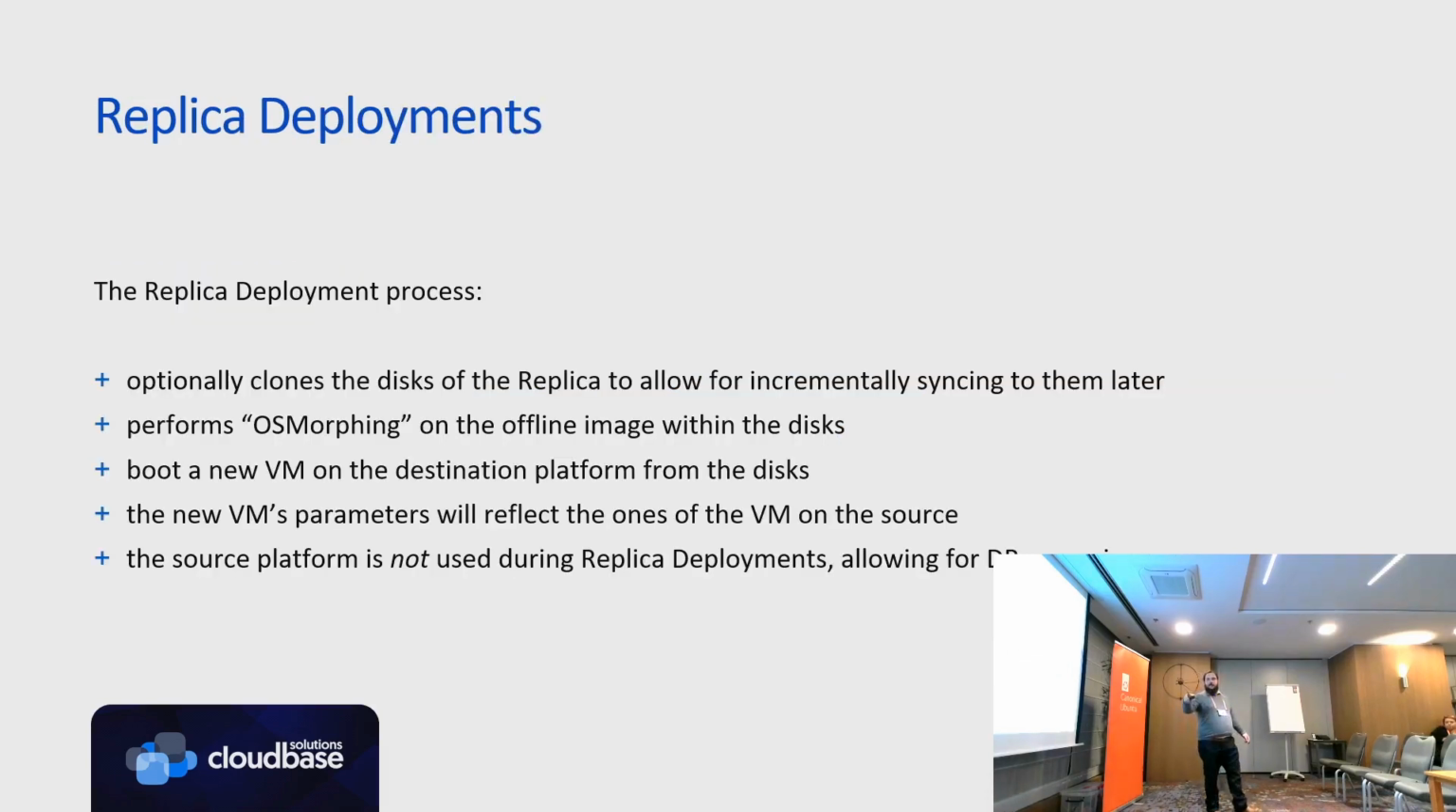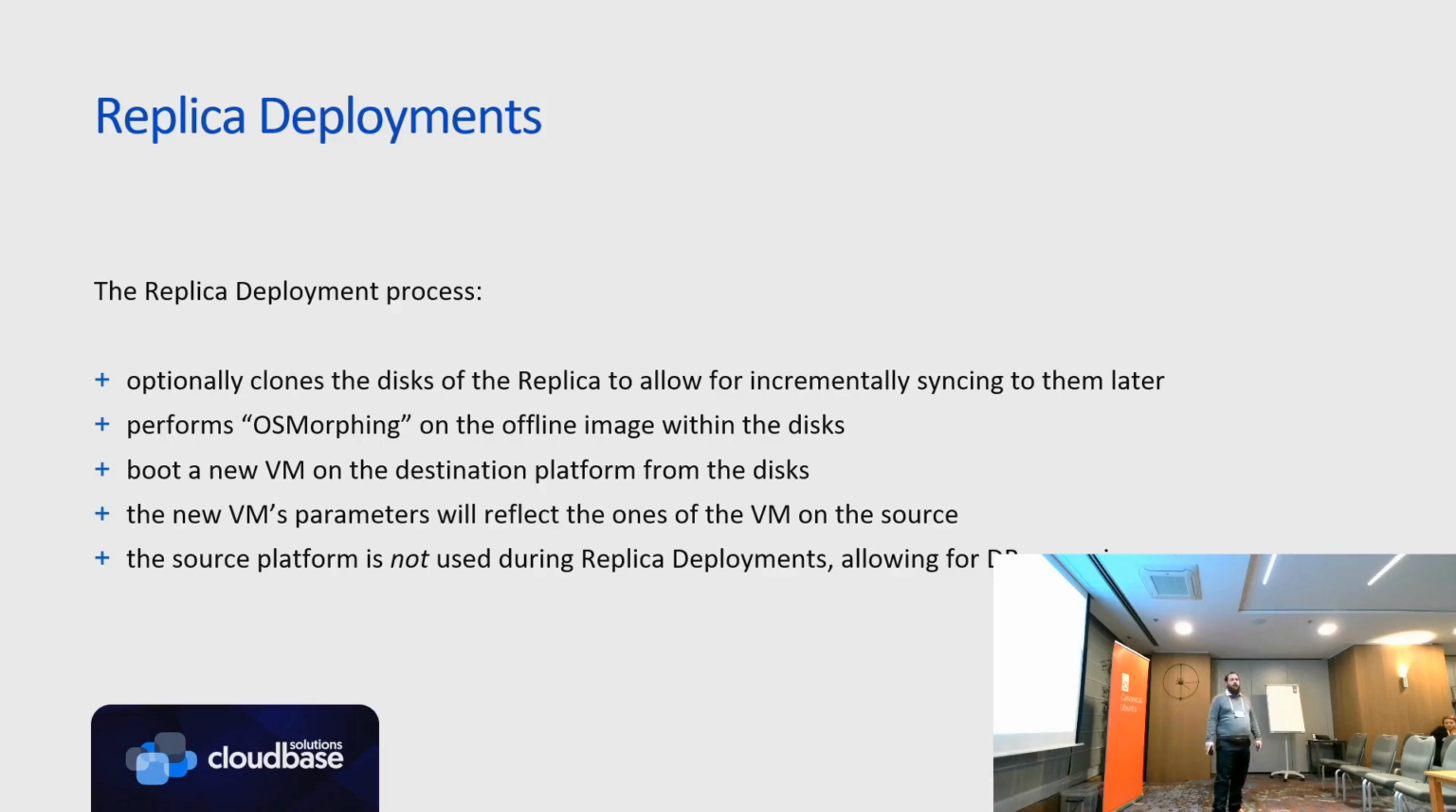And after a replica is synced, you can either choose to deploy it or sync it again. And during the deployment is where we would get to the OS morphing step, where we would prepare the instance to finally be deployed on the destination. So Coriolis will already have backed up all of the machine's parameters.